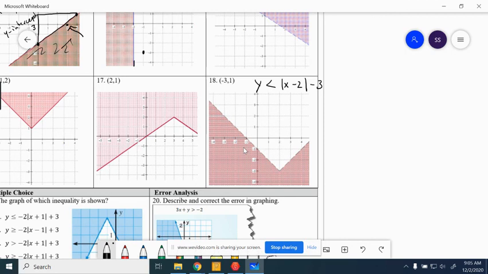That's it. Last part. Is negative 3, positive 1 a solution? Well, negative 3, positive 1 is right here, which is in the shading, so this is a yes. All right. Why don't you guys give the rest a shot? If you need more help, you know where to find me. Good luck.